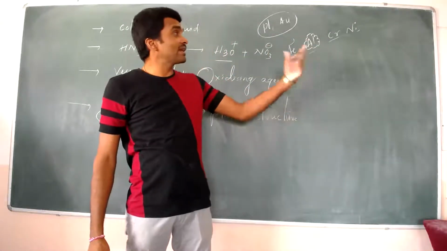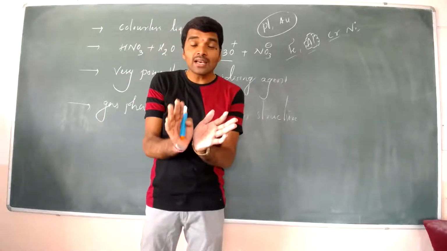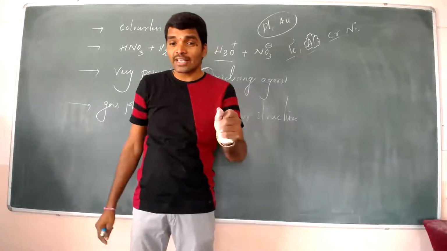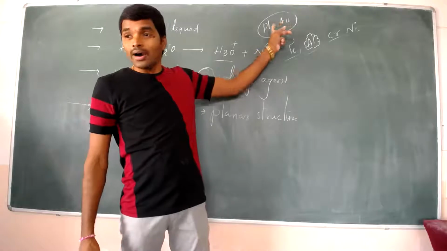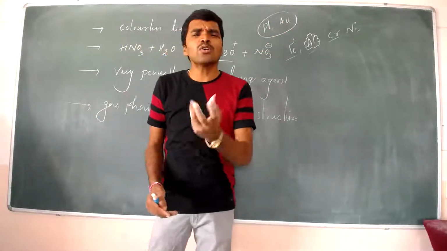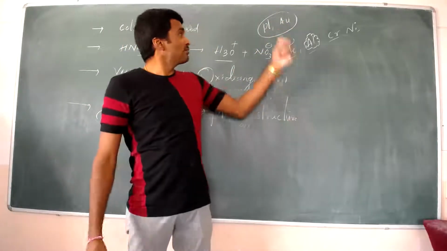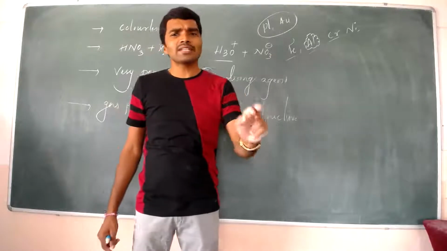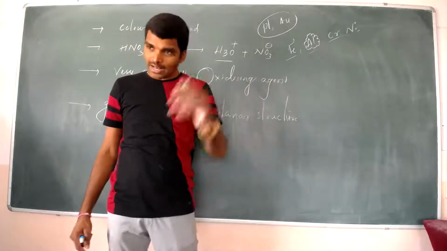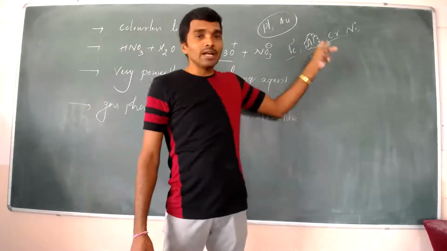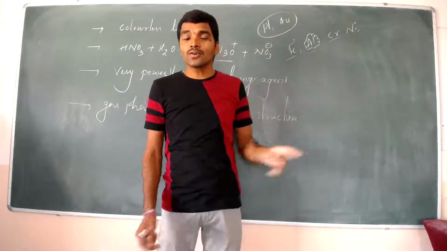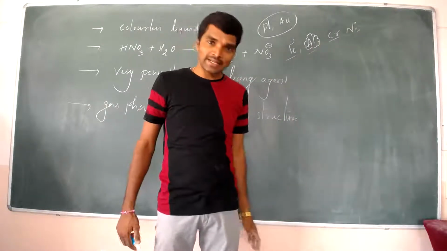So these do not react. Which metals do not react with nitric acid? Once again, you see here Au. You know the meaning of Au? It's gold. Gold and platinum, these two do not react with nitric acid, as well as iron, aluminum, chromium, and nickel.